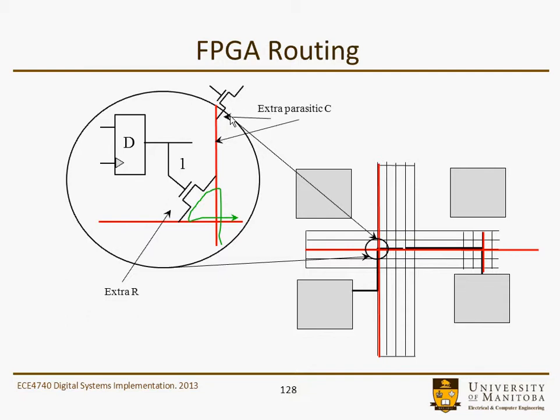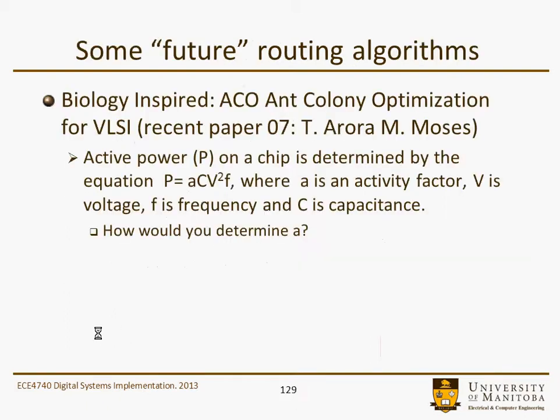You still have to account for the diffusion of the place that is contacting the metal. So you get a lot of extra R and a lot of extra capacitance with an FPGA. Other things that you might want to consider, and these are kind of future, in quotes, routing algorithms. These are kind of biology inspired. This is called ant colony optimization, relatively recent, in 2007 kind of thing.